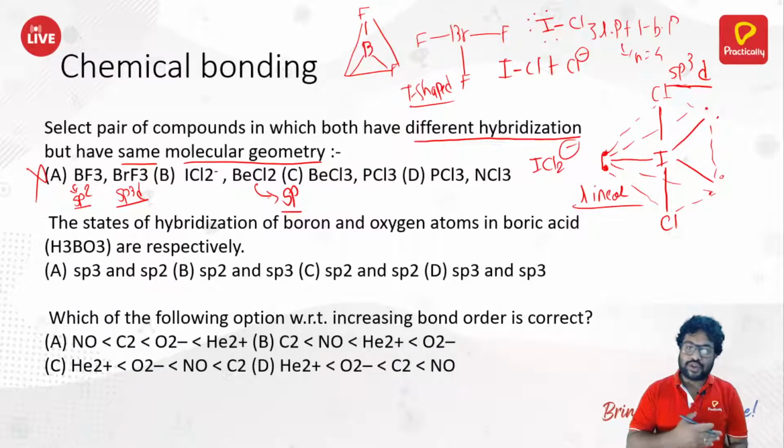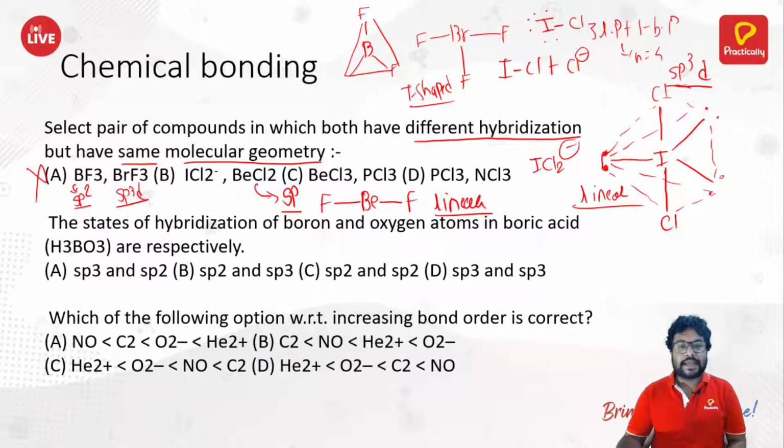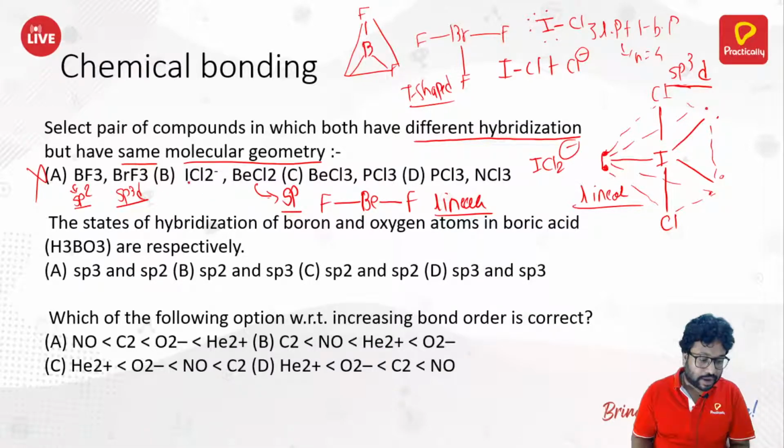Central atom is beryllium in both cases. Which case? BeF2 and BeCl2. Auxiliary atoms, there were 2 chlorine atoms. Here you have 2 chlorine atoms. That means hybridization of BeCl2 and BeF2 are same, which is sp, and shape is linear. It has to be linear. That means our answer has to be B, where ICl2 minus has hybridization sp3d, whereas BeCl2 has hybridization sp, but both of them are linear, and that is why our answer has to be B.